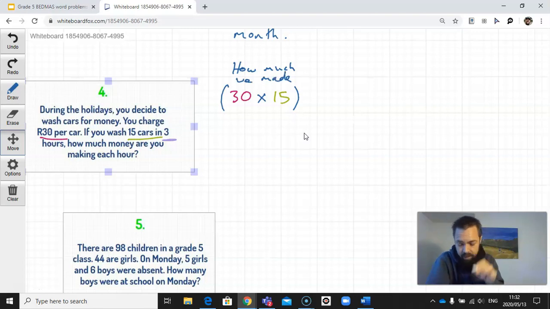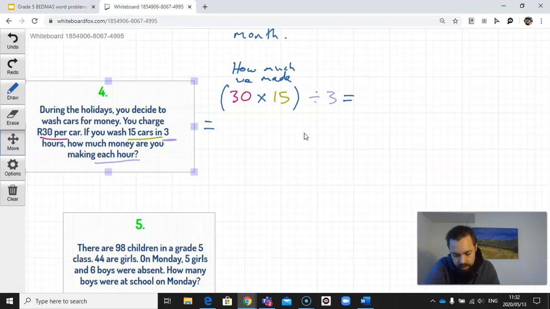So that's how much we made in 3 hours, but we want to actually work out how much we made in 1 hour, because it says in each hour. So we're going to divide our answer that we get there for the brackets by 3. And that should give us our final answer of how much we make per hour. Bedmas says that we do the brackets first. 30 times 15. Wow, that's a tough one. But you've been practicing some of those tricks I showed you.